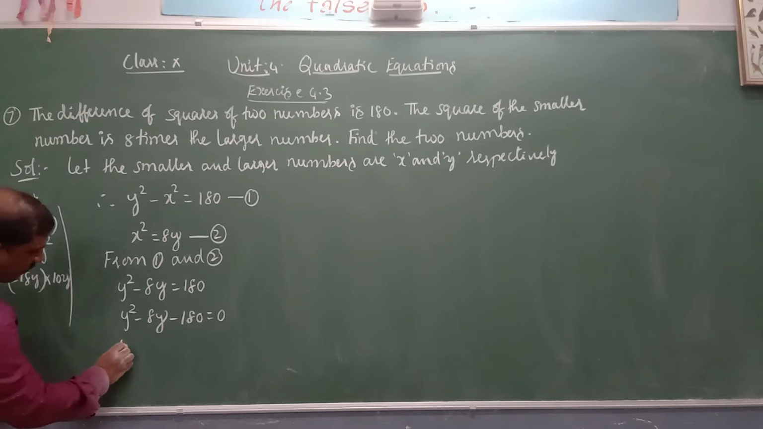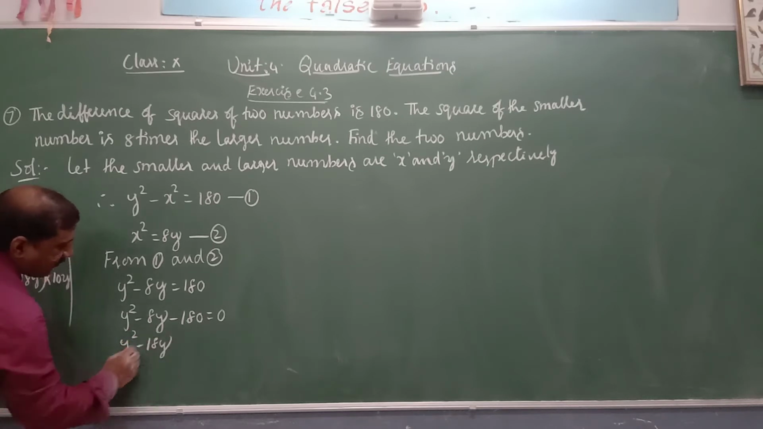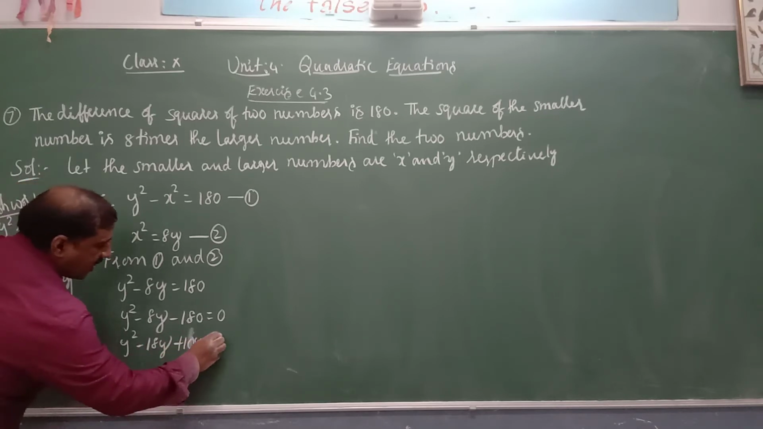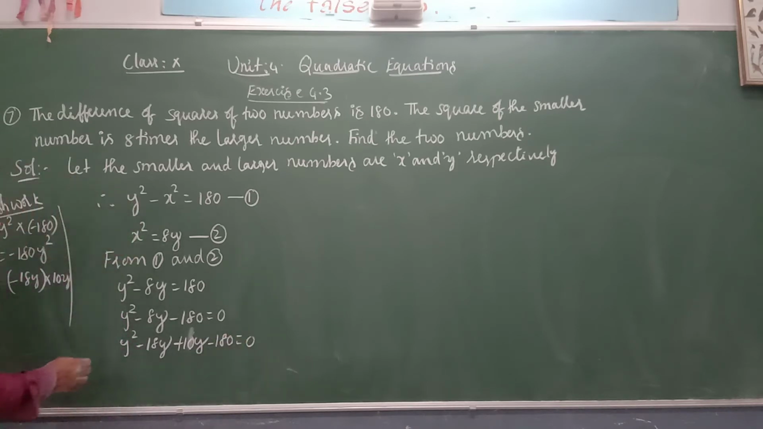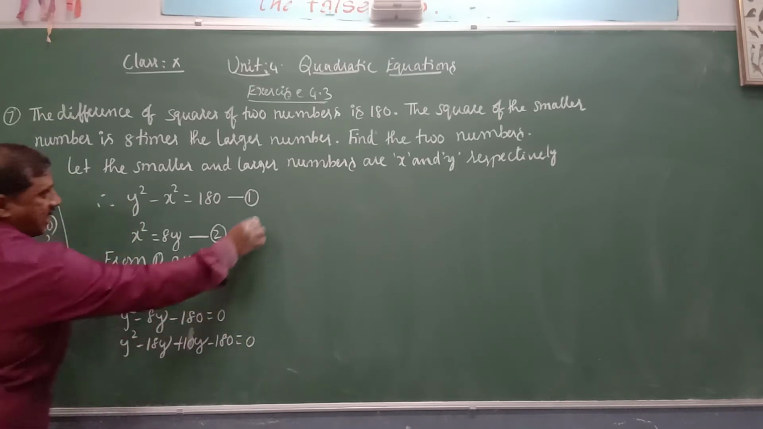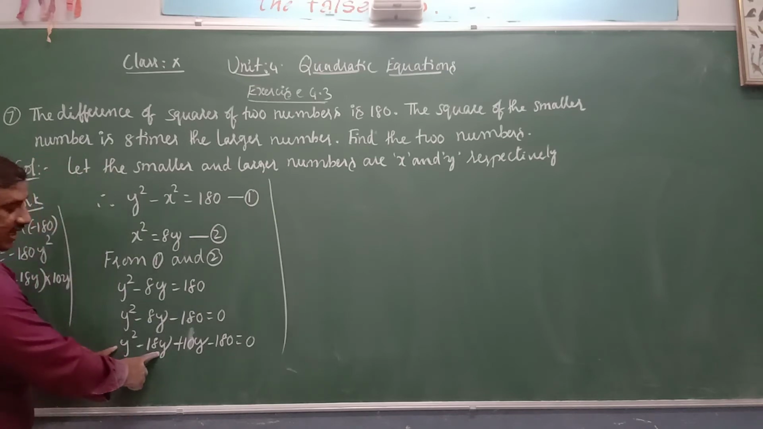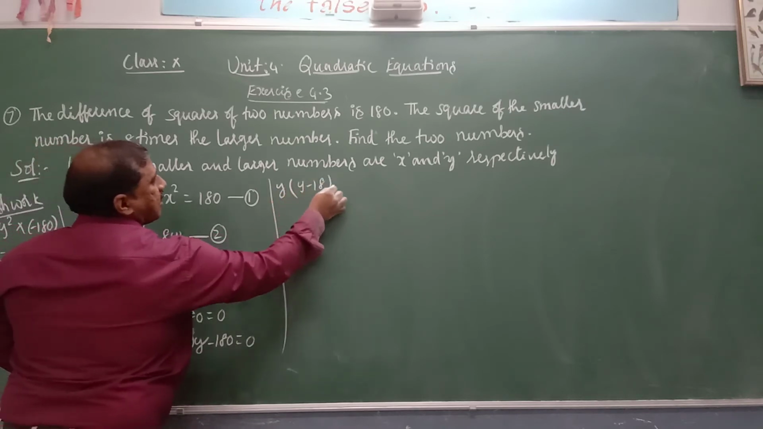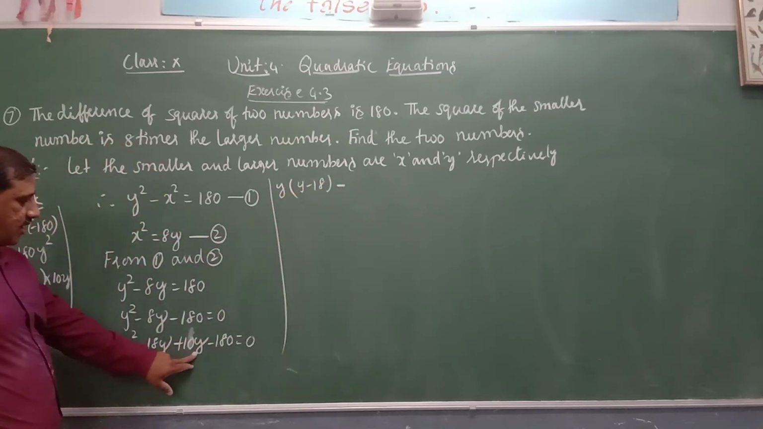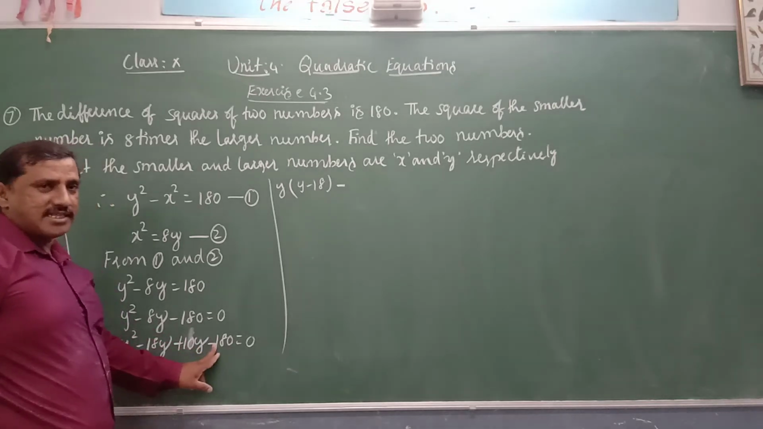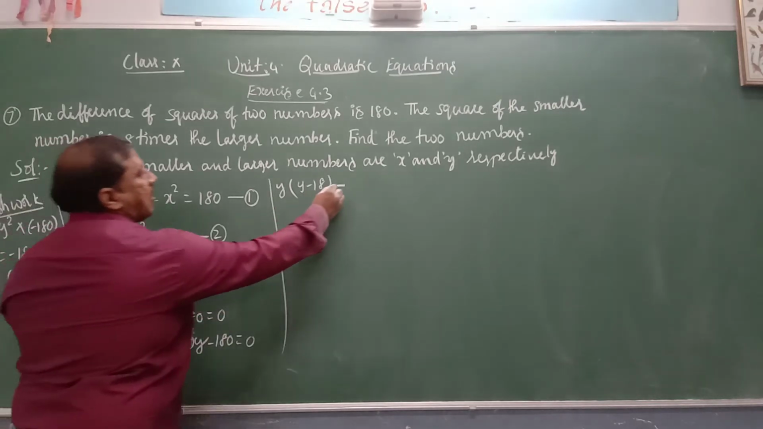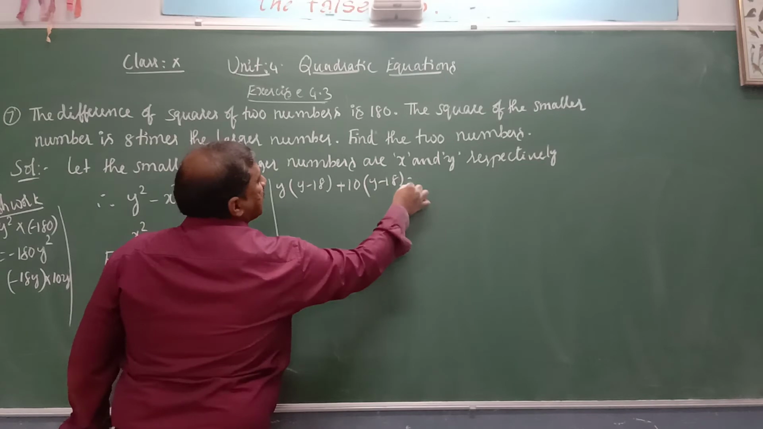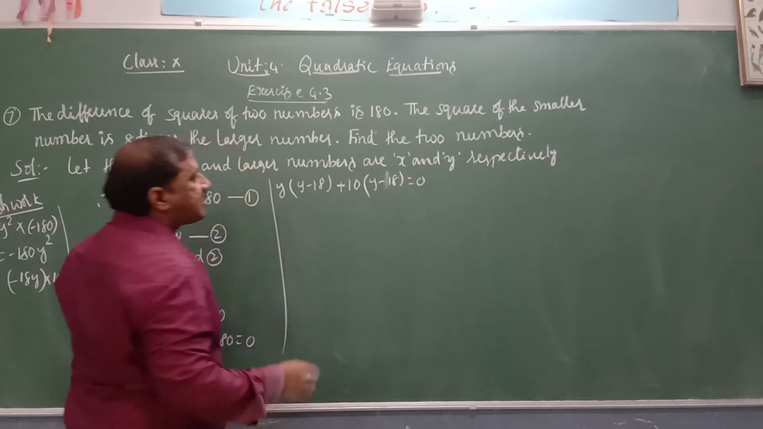So split this: y square minus 18y plus 8y, so plus 10y minus 180 is equal to 0. From here take what is common. From y square, y into y, take y common, then what is left? y minus 18. Then plus 10y minus 180: 180 is 10 into 18, so we can take plus 10 common, then what is left? It is y minus 18. So (y plus 10)(y minus 18) is equal to 0.